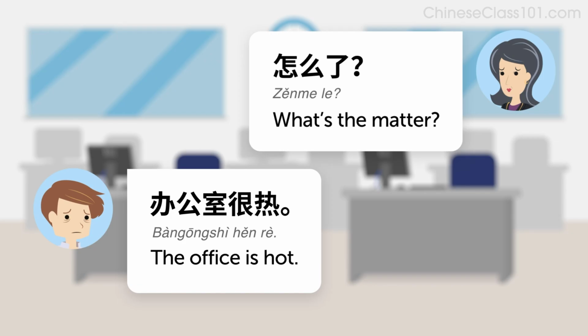First of all, you'll need to learn how to say, what's the matter? That's 怎么了？Listen to it again. 怎么了？This Chinese sentence literally translates into how, but it means, what's the matter in English.